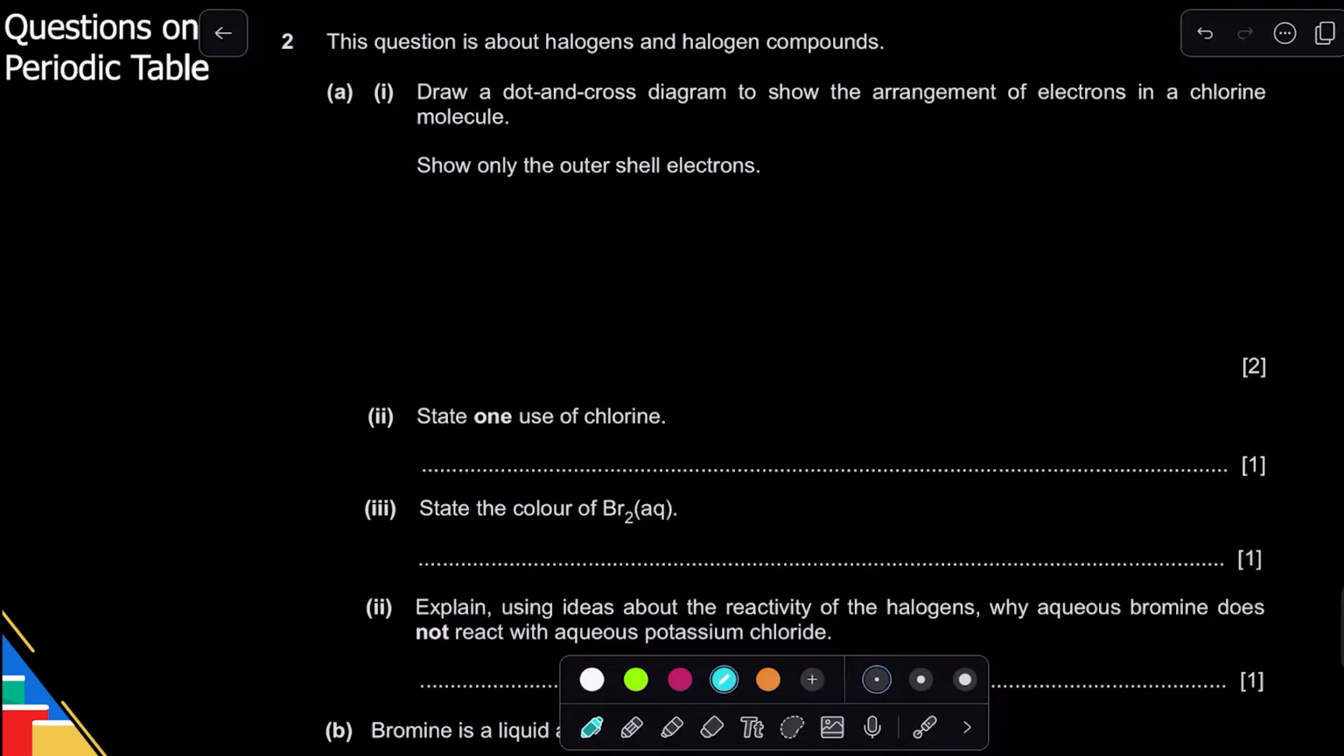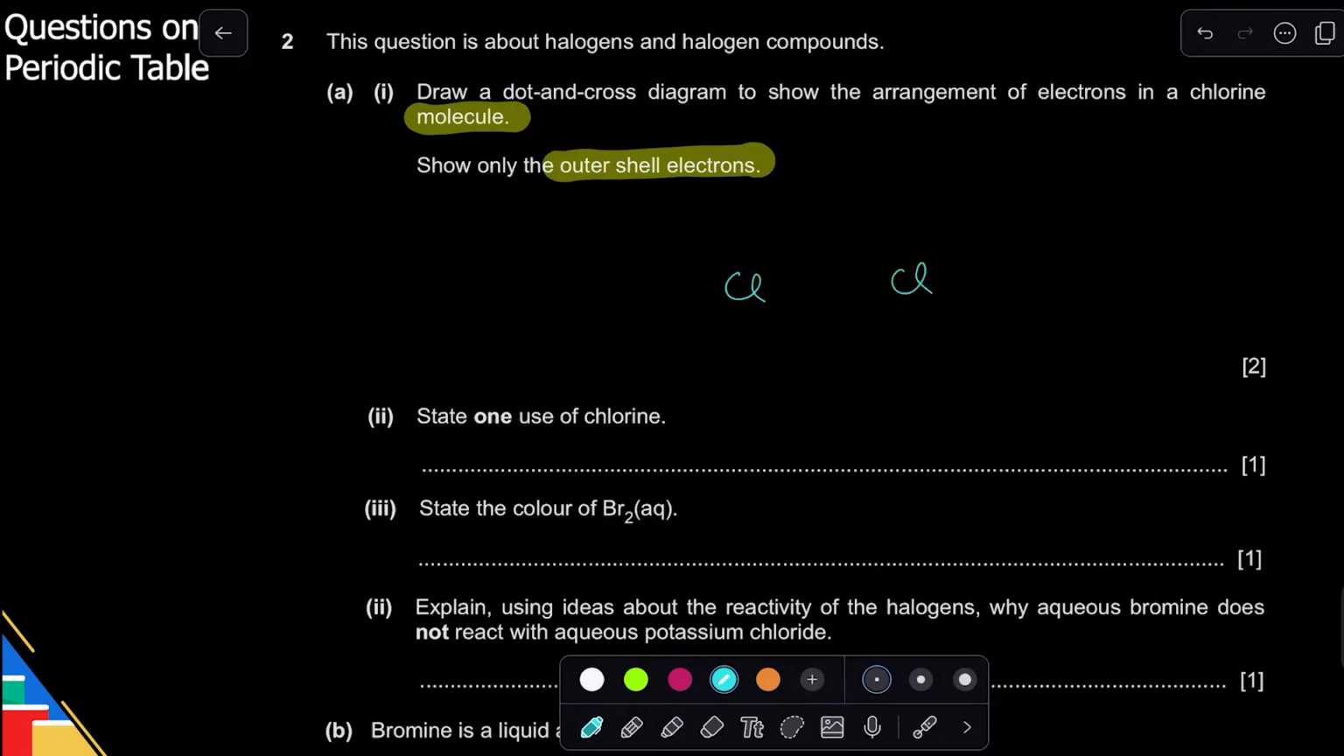Draw a dot and cross diagram to show the arrangement of electrons in a chlorine molecule. Show only the outer shell electrons. So we have to look at two things here. First of all, we need to know that we have to draw a chlorine molecule. We will not be drawing a chlorine atom. That is the first thing. Second, only the outer shell electrons, which means we do not draw the inner shells. So chlorine is in group 7 and it needs one more. It will share one. So we have Cl2.